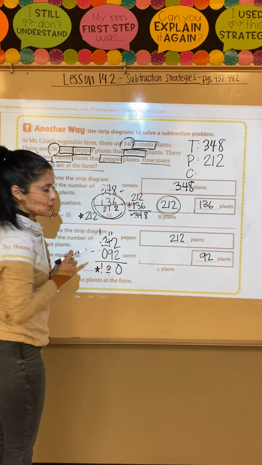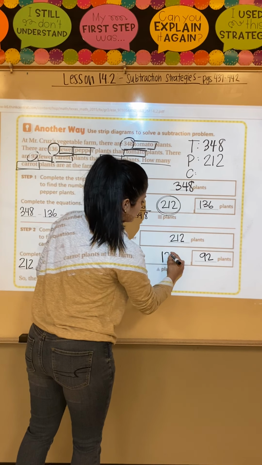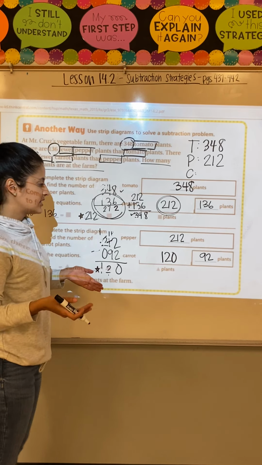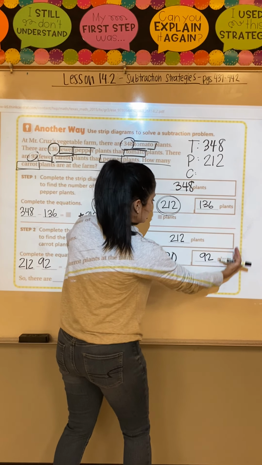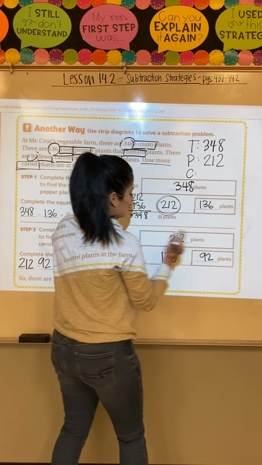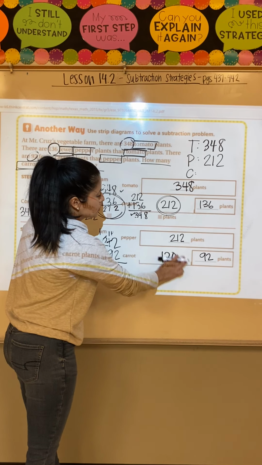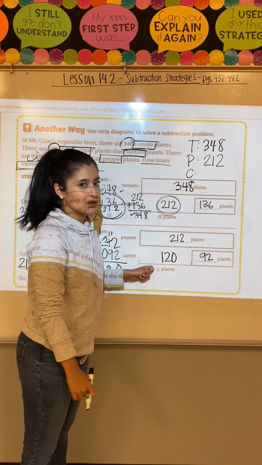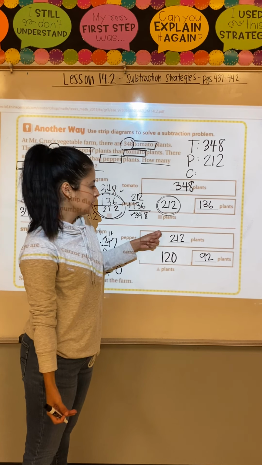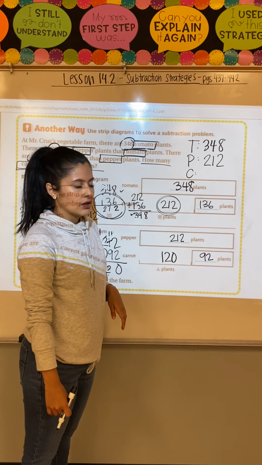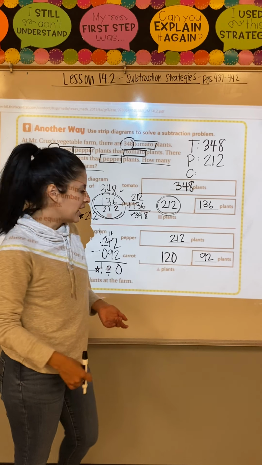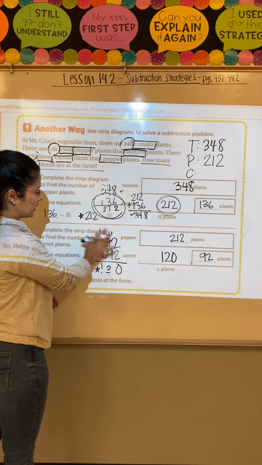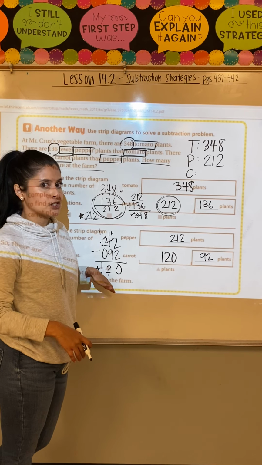So 120. Let's plug this in. That's saying 120 and 92 is 212. That's saying that 120 is 92 less, fewer than 212. Well, it looks good, right? It's reasonable, it makes sense, but we regrouped here. We want to make sure that we check our subtraction.